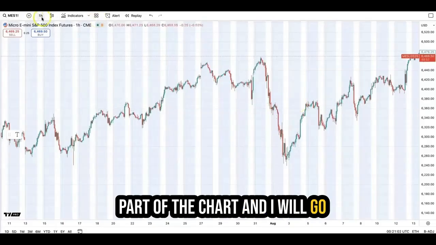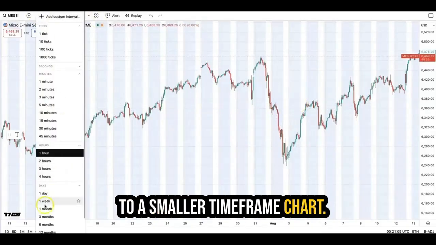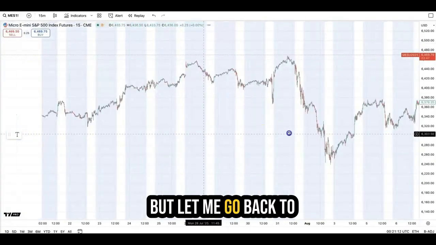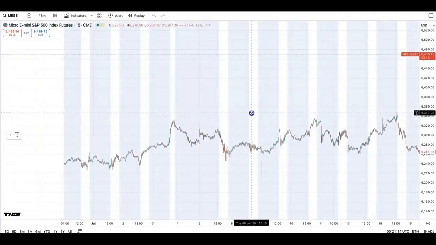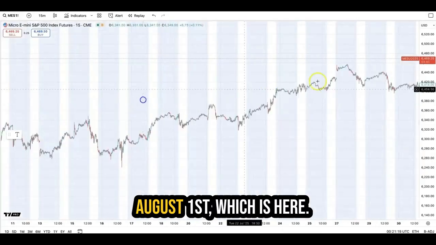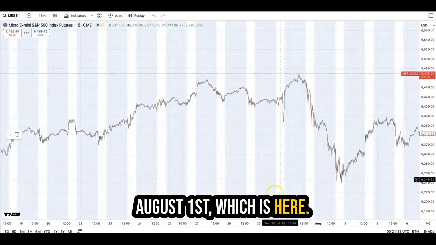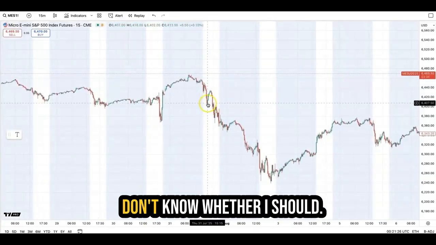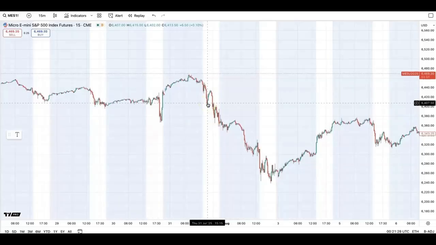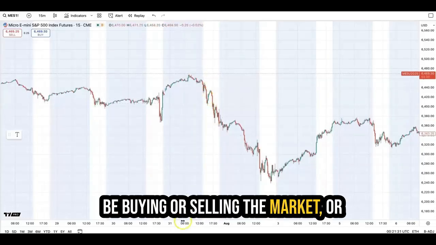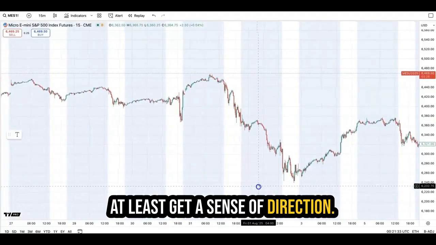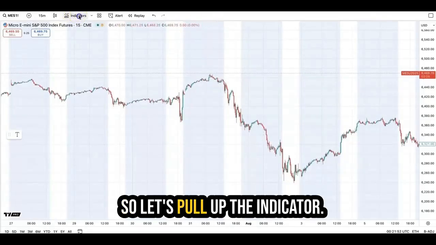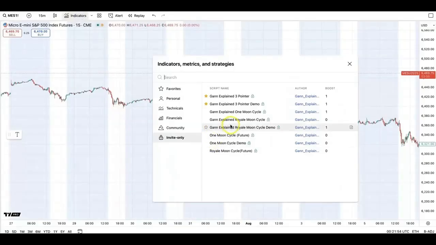And I will go to a smaller time frame chart. It can be like a 15 minutes or 5 minutes, but let me go back to August 1st, which is here. So let's say I am here and I don't know whether I should be buying or selling the market, or at least get a sense of direction.